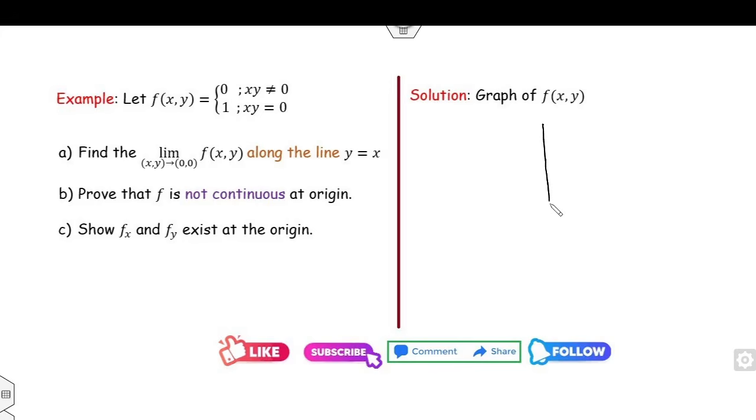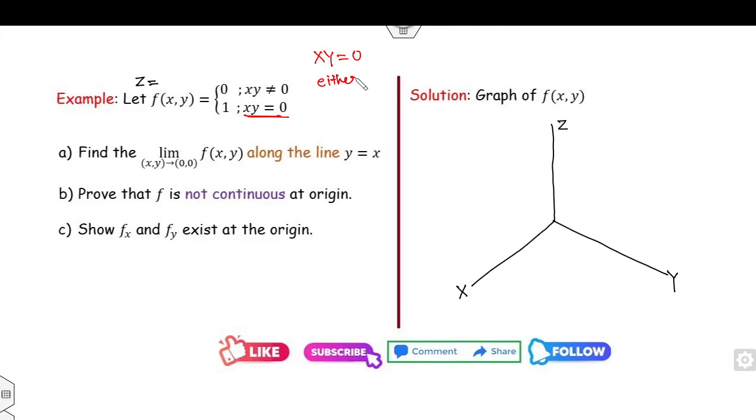So clearly say this is my x, y, and if I say this is z, I have to draw the three axes x, y, and z. So say this is my x-axis, this is my y, and this is z. What is the meaning of this? xy is equal to 0. That means either x is equal to 0 or y is equal to 0.